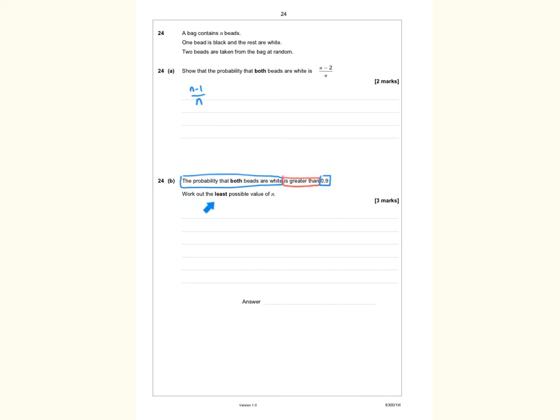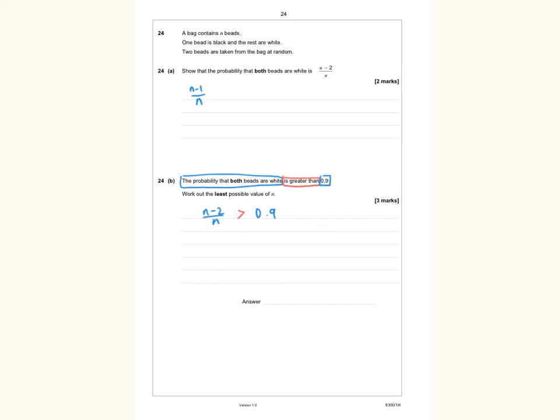For this question, work out the least possible value of n. Okay, so here what we're going to have is, I know that the probability that both beads are white is here. So I may have got this wrong, but I can just use that here. Okay, so I'm going to say n take away 2 over n is greater than, and then we have 0.9. Okay, so notice how there's this part here is greater than, that's the symbol, and 0.9 goes there.